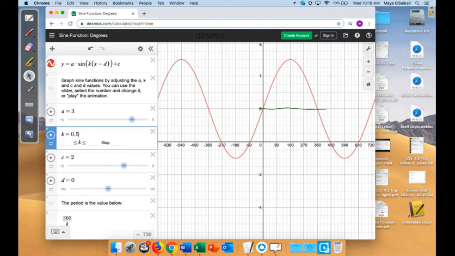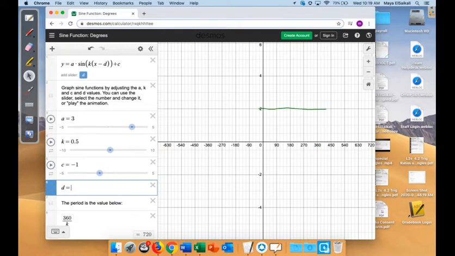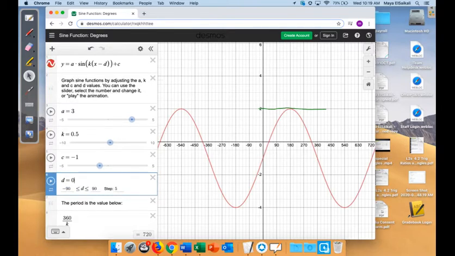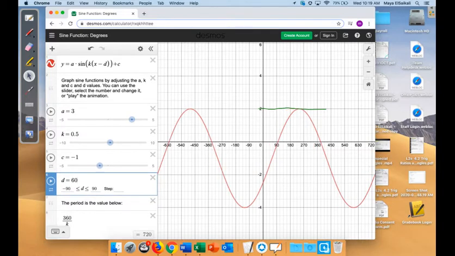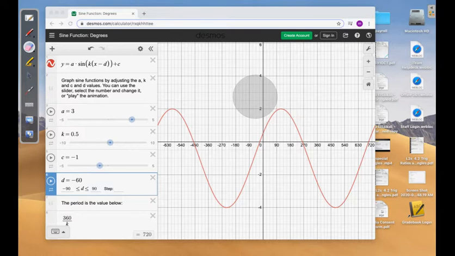C is negative 1, and D is pi over 3. So let's see if we can do that. Or it's negative, sorry. There you go. All right, so in this case, the axis is at negative 1.